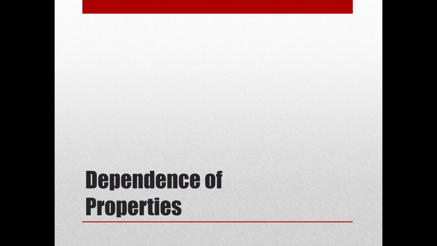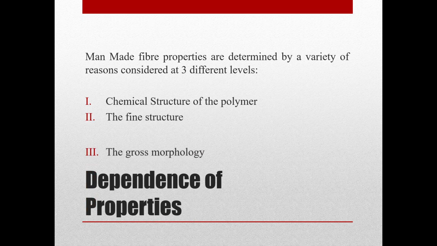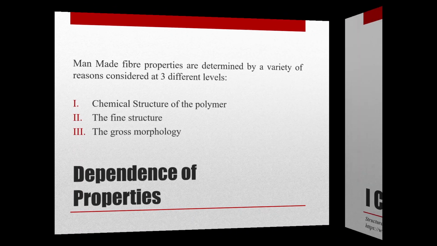So, what are the factors that decide the properties of any particular fiber? Man-made fiber properties are determined by a variety of reasons, which are considered at three different levels. So, broadly subclassified, one can say that these properties depend on these three things. That is the chemical structure of the polymer itself, the fine structure, and the gross morphology. We shall see what this means one by one.